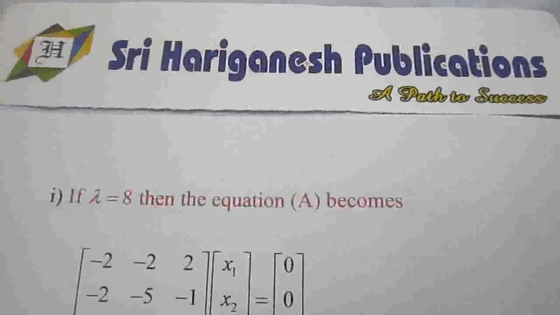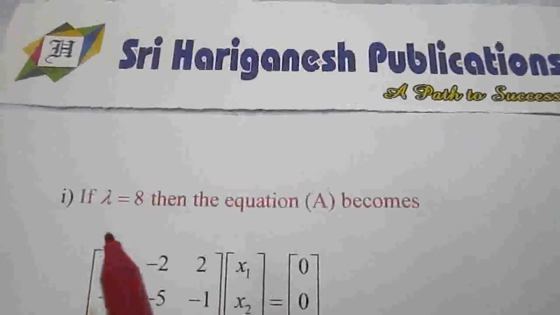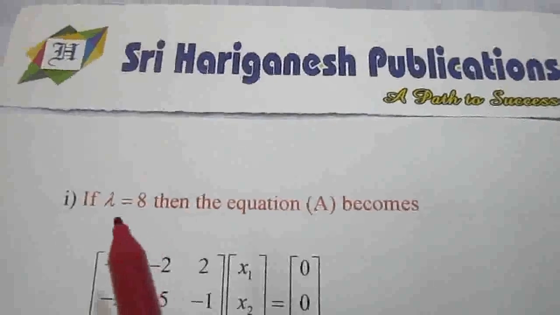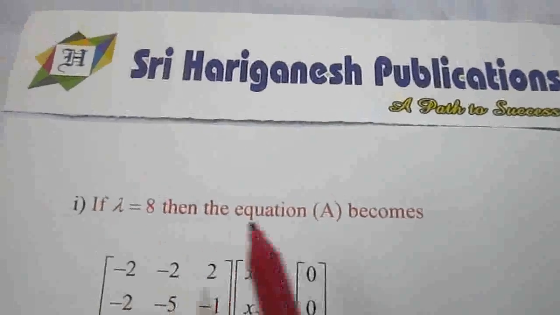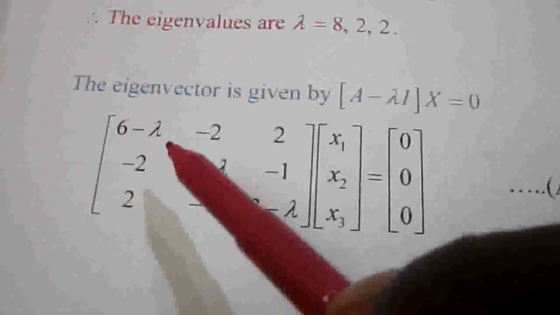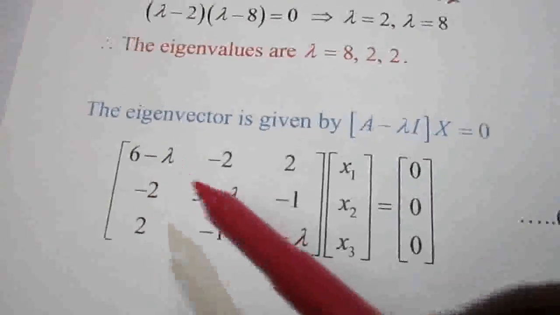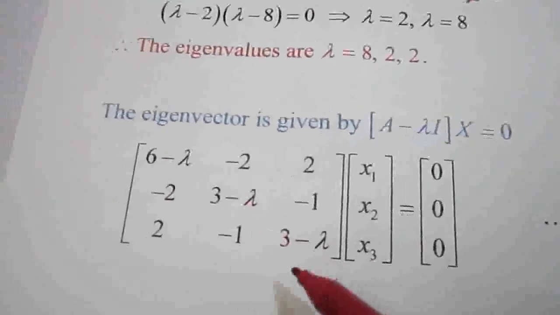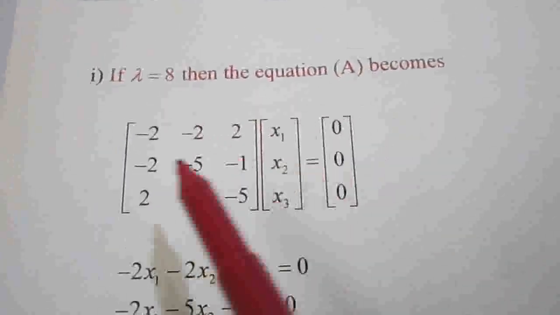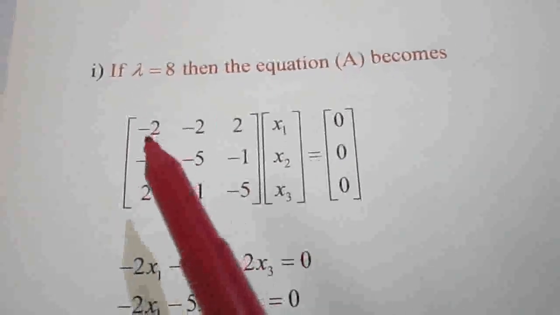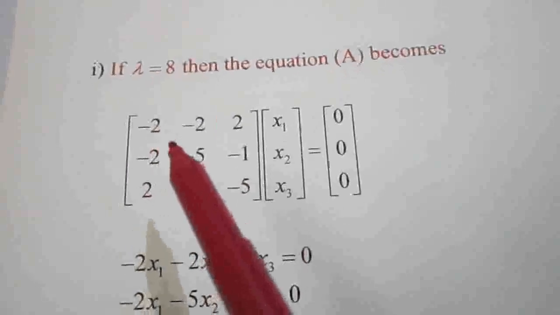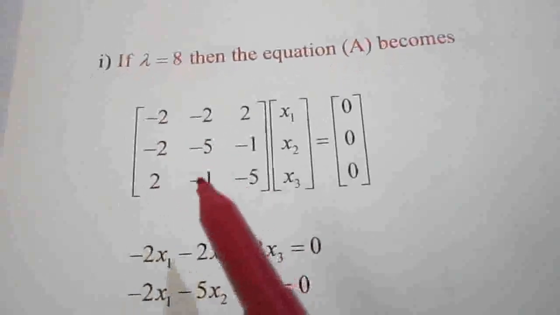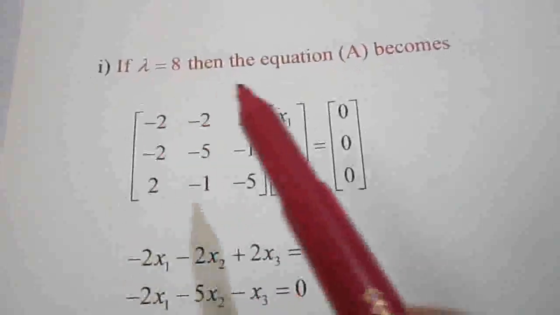Now I am going to find the eigenvector for lambda equal to 8. So put lambda equal to 8 in equation A. Now when you put lambda equal to 8 here, 6 minus 8 is minus 2, 3 minus 8 is minus 5, 3 minus 8 is minus 5. Substituting lambda equal to 8 in equation A, we get this. Other terms are the same.